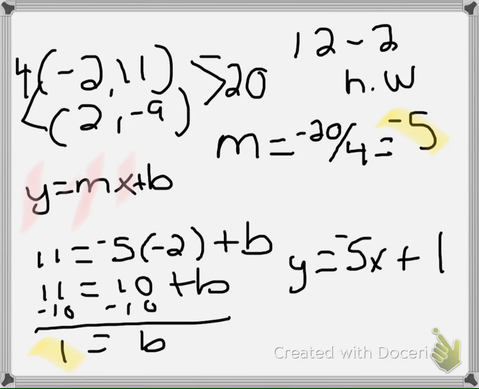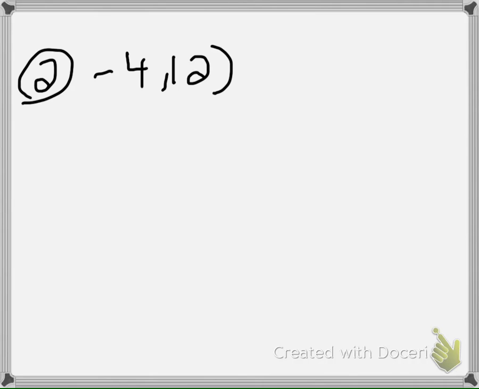Okay, number 2. This time your ordered pairs, don't forget to number your problems, are -4, 12 and 2, 6. Okay, same thing. You're going to find the m, and you're going to find the b, and write the equation. Go ahead and turn off the video and give it a try on your own. Don't do this just by copying from me. That's not how you're going to learn and be ready for high school next year.